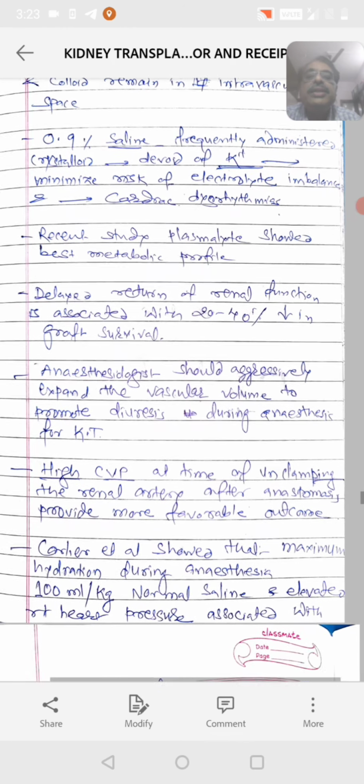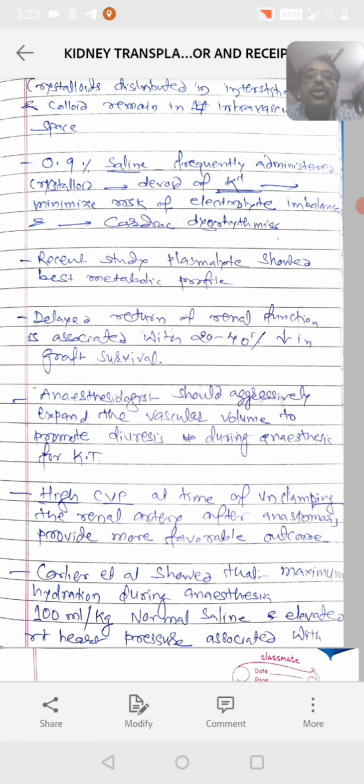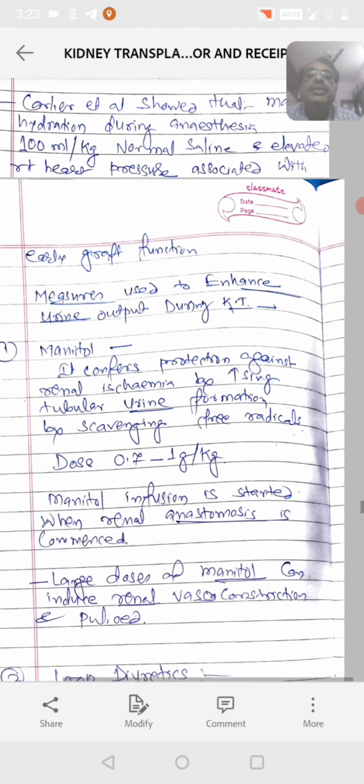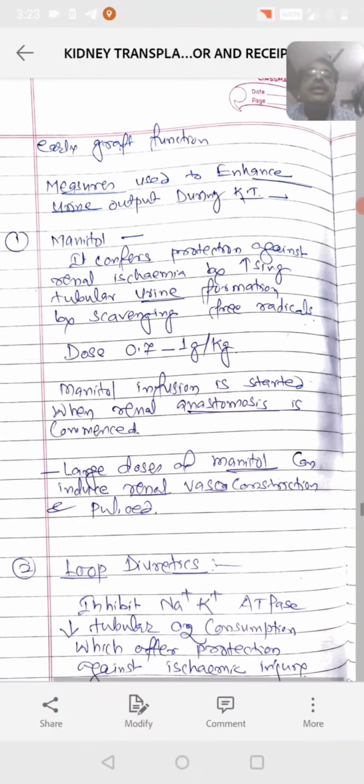Anesthesiologists should aggressively expand the vascular volume to promote diuresis during anesthesia for kidney transplant. A high CVP at the time of unclamping the renal artery after anastomosis provides a more favorable outcome. Carlier et al. showed that maximum hydration during anesthesia is 100 ml per kg of normal saline, and it elevates right heart pressure, which is associated with early graft function.